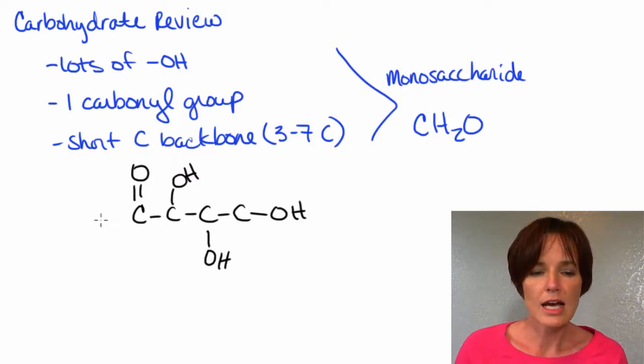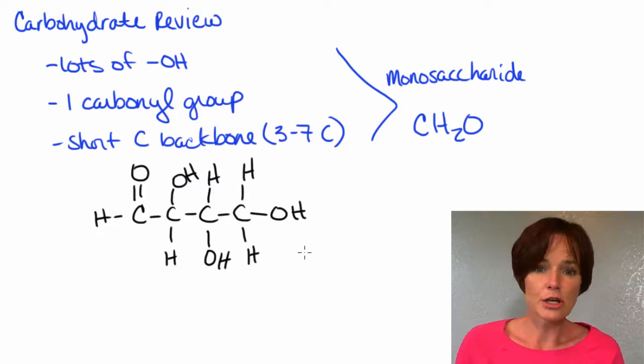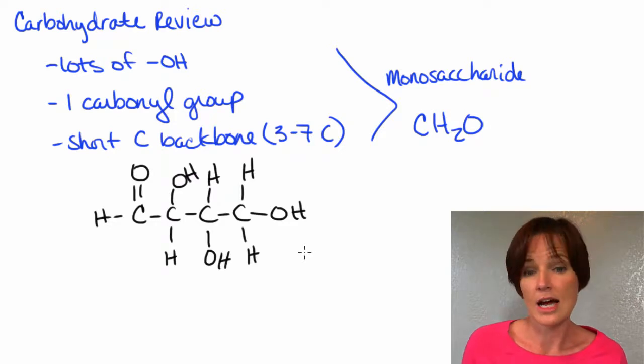So I'm just going to add enough hydrogens around every single carbon to ensure that I have 4 lines coming off of my carbons. Every single one of them, because carbon always makes 4 covalent bonds, and that's based on its valence shell and the number of unpaired electrons that it has.